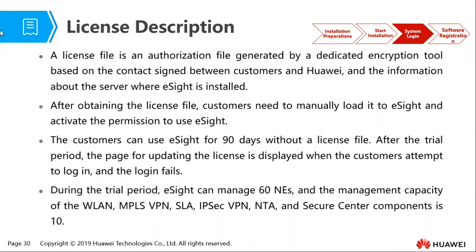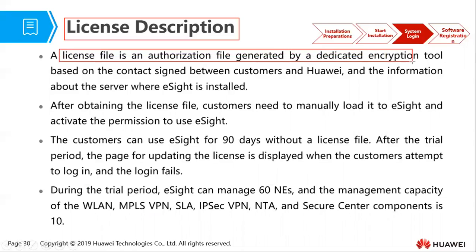So you need a license. You need a license to be able to run eSight on your server. Now, generally, a license file is an authorization file generated by a dedicated encryption tool based on the contract. This is supposed to be a contract signed by the customer and Huawei, and the information about the server where eSight is installed. So after obtaining the license file, customers need to load it to eSight and activate the permission to use eSight.